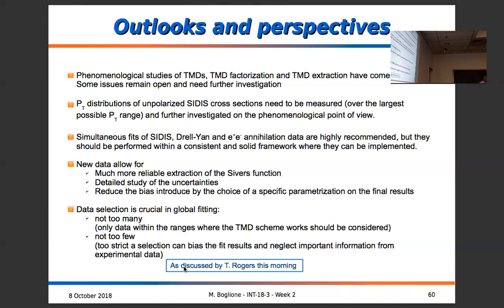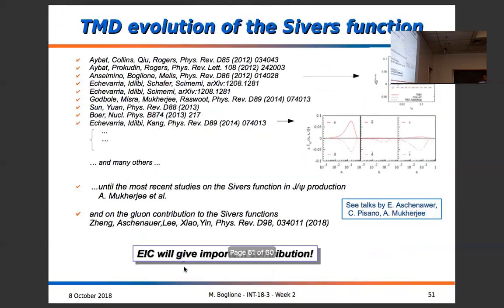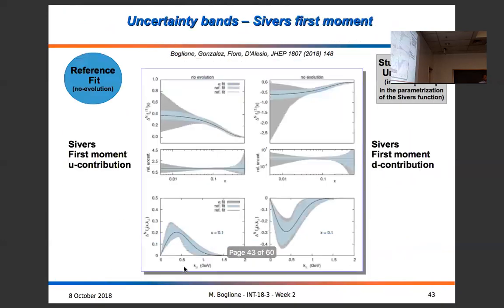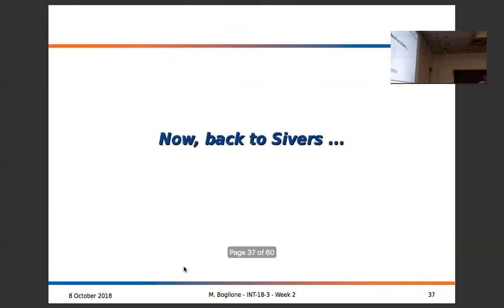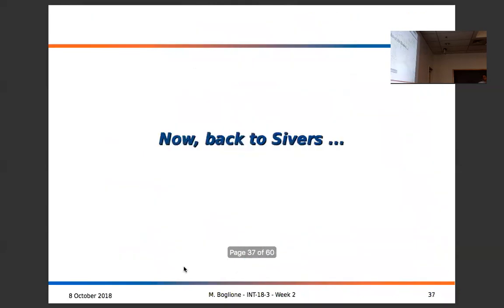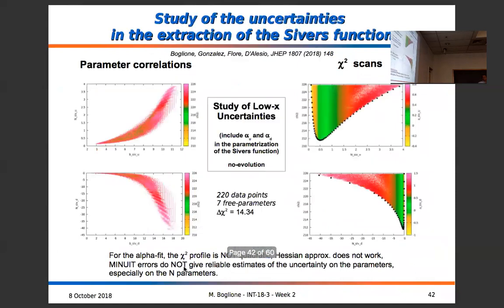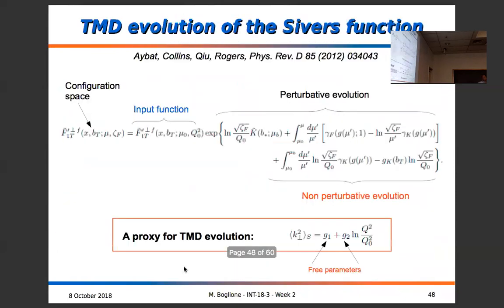But what is the TMD evolution scheme? It's basically the CSS2 scheme. You have an input Sivers function, which is a phenomenological thing that you have to invent. But we know what that input function is.